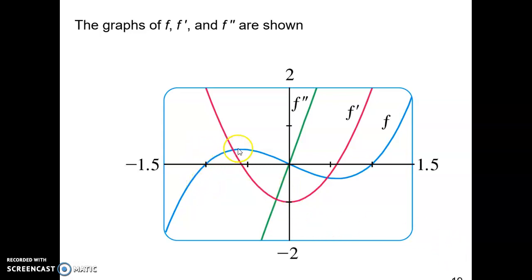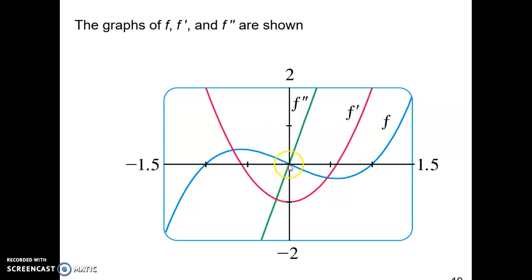Notice where the tangent line to the blue curve is horizontal, like right about here. Notice the derivative curve is 0 there. Again, because the derivative gives the slope of the function it's the derivative of. Here where the slope of the tangent line is again horizontal, notice the derivative curve hits the x-axis there, is equal to 0, because the derivative is 0 at this x value. The blue curve has a derivative of 0.